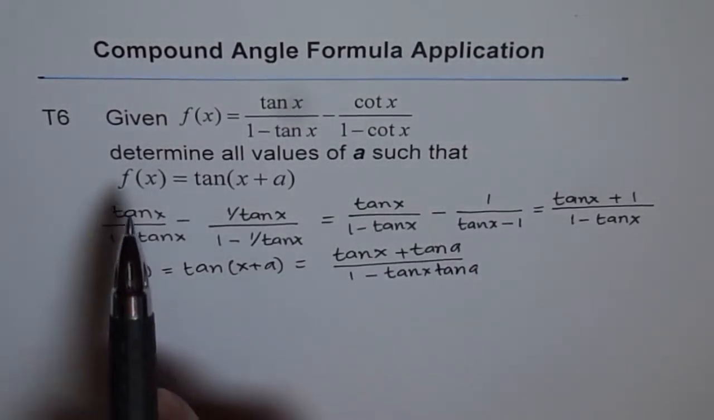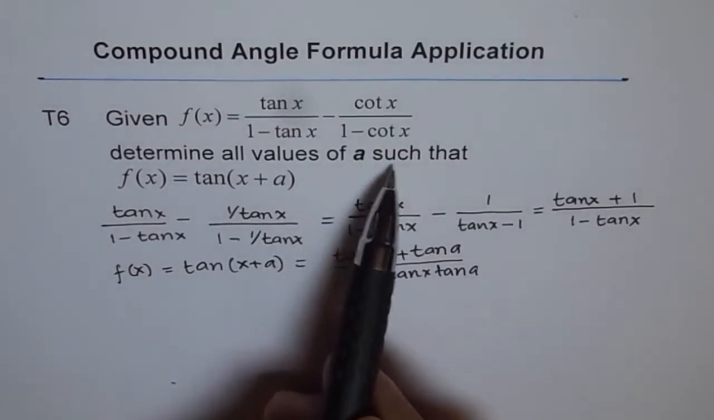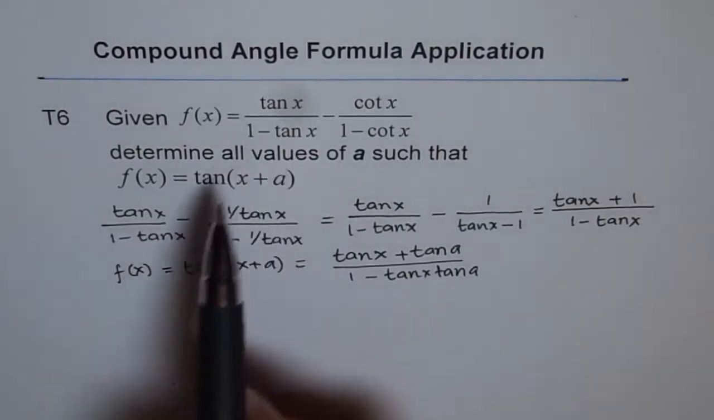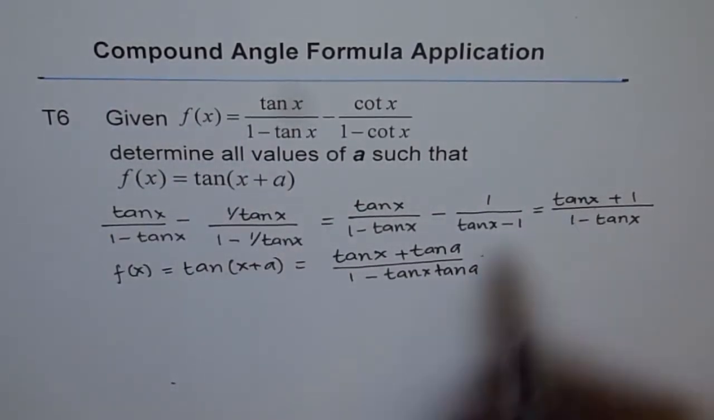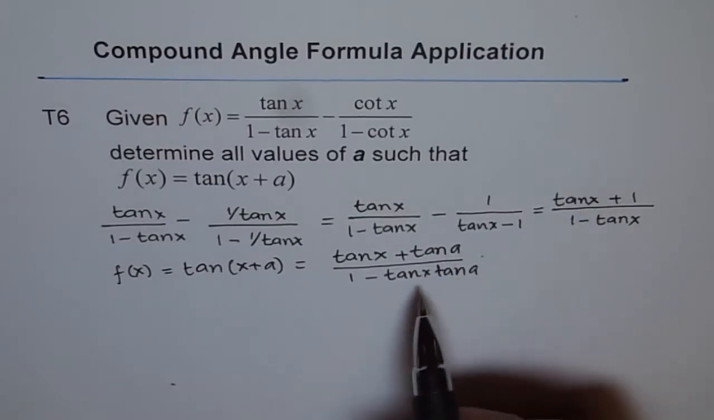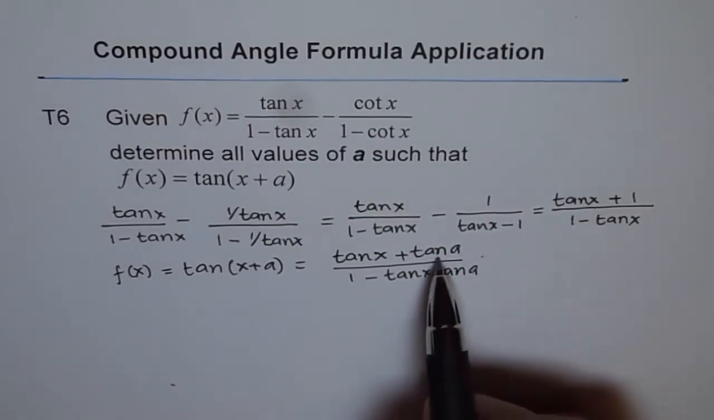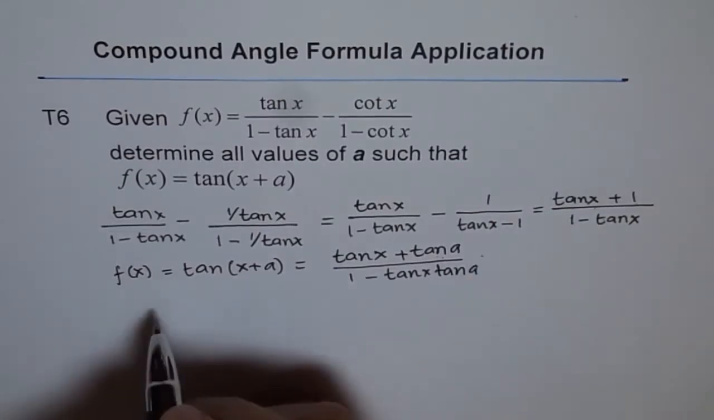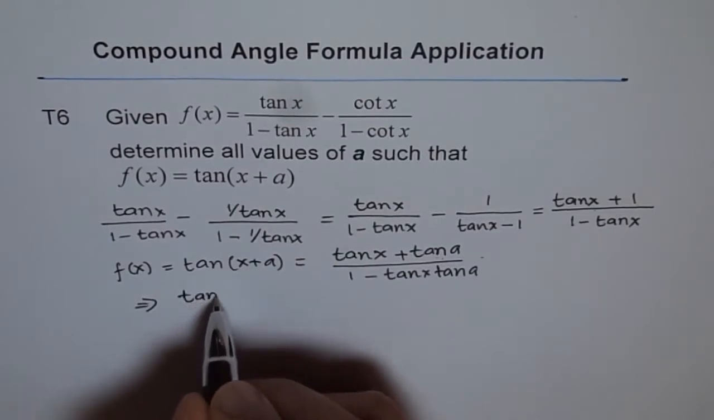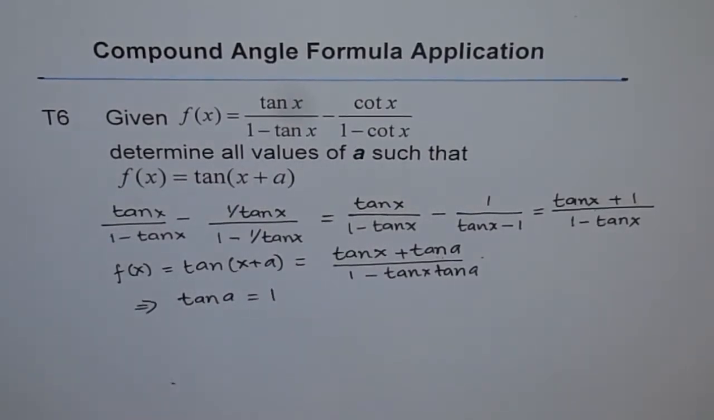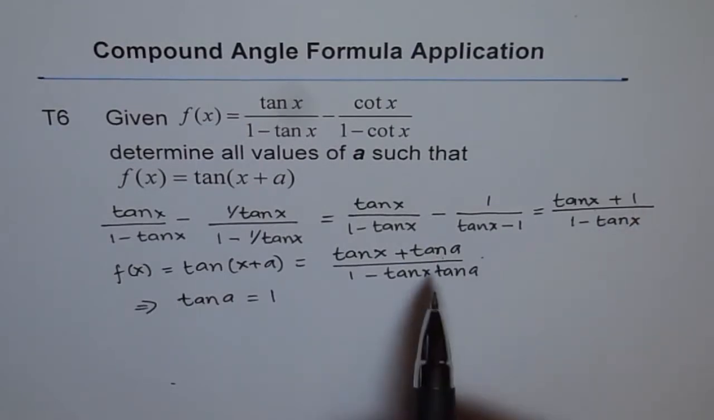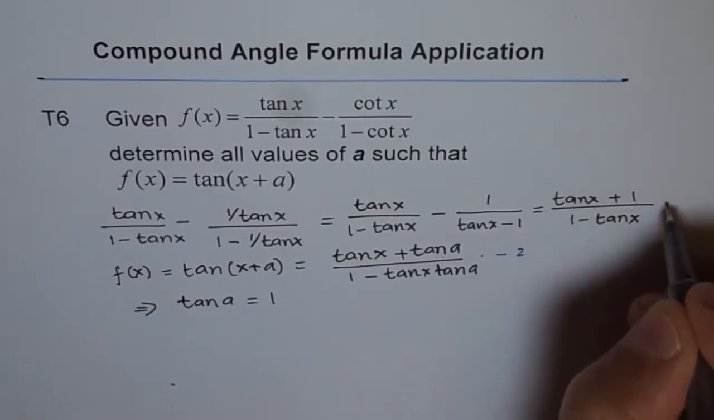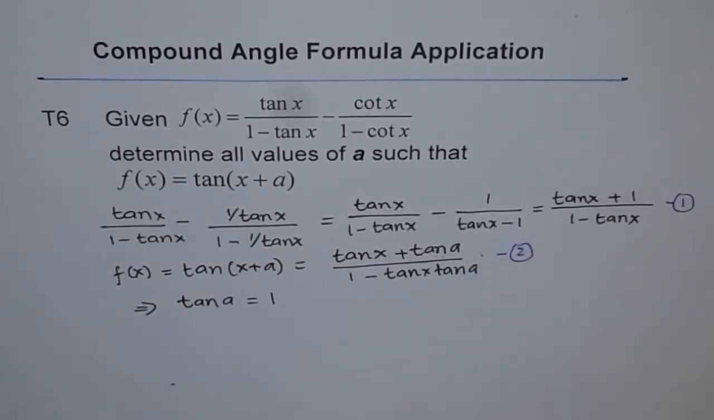Now the question is, determine all values of a such that f of x equals tan of x plus a. That means these two are equal, right? Now how can these two be equal? If you compare these two, then you see that they are equal only if tan a is equal to 1. Do you see that? So that implies that tan a equals 1. So if tan a equals 1, then our equation 2 and equation 1, both of them are equal, correct?